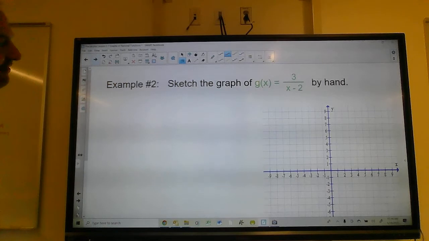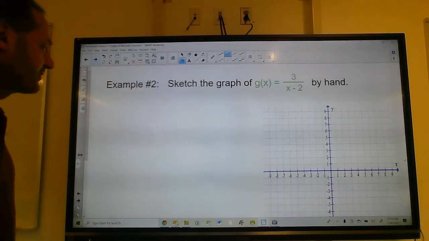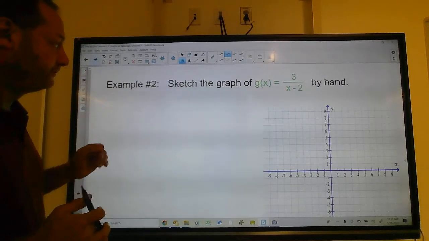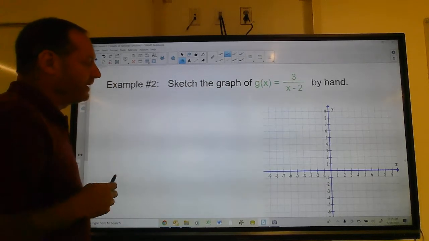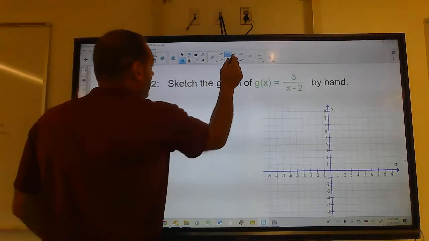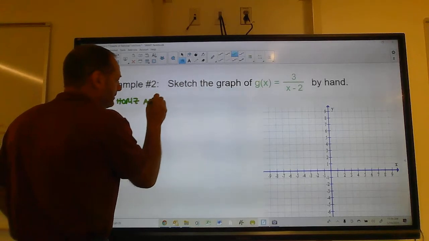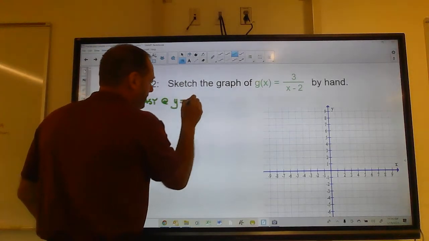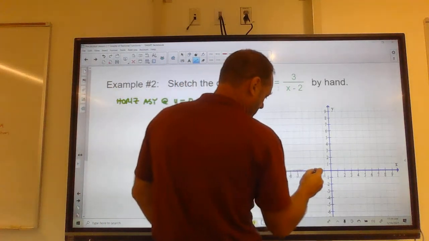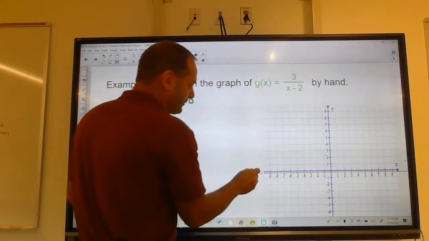Okay, let's sketch this graph, g(x) = 3 over x minus 2, by hand. So, first thing we would want to do is factor it. It's already factored. I can't factor it any further. I know this thing has a horizontal asymptote. I'm going to write this stuff down as I go. It has a horizontal asymptote at y equals 0, so I'm going to go ahead and put that right there.